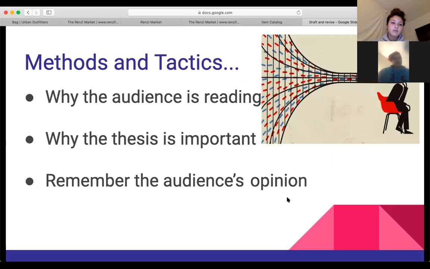Some other methods and tactics to use is to remember why the audience is reading. That way you can understand their opinion and make it easier to persuade them. You also want to remember why the thesis is important so that it's easier for you to explain to the reader through your writing why they should agree. You want to make sure that your thesis isn't too obvious so that you can have interpretations throughout the rest of your writing to make it your own.